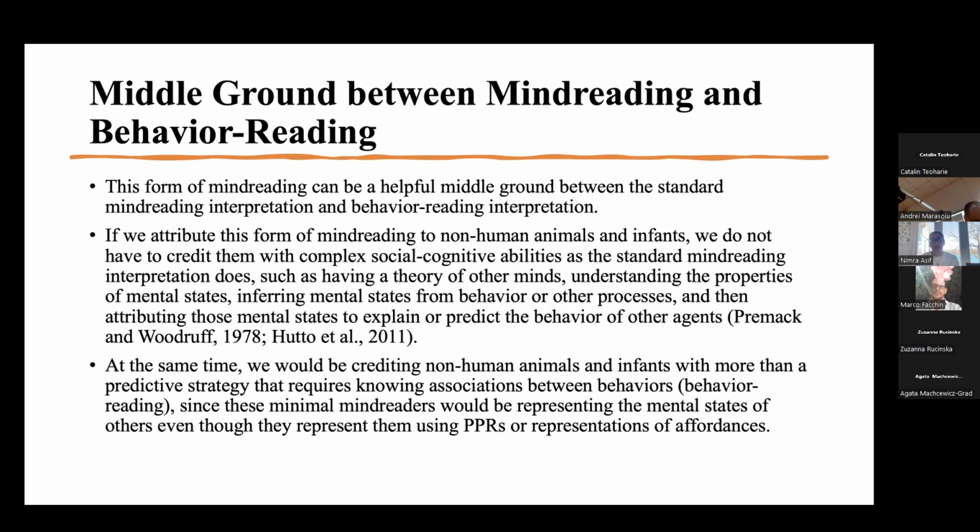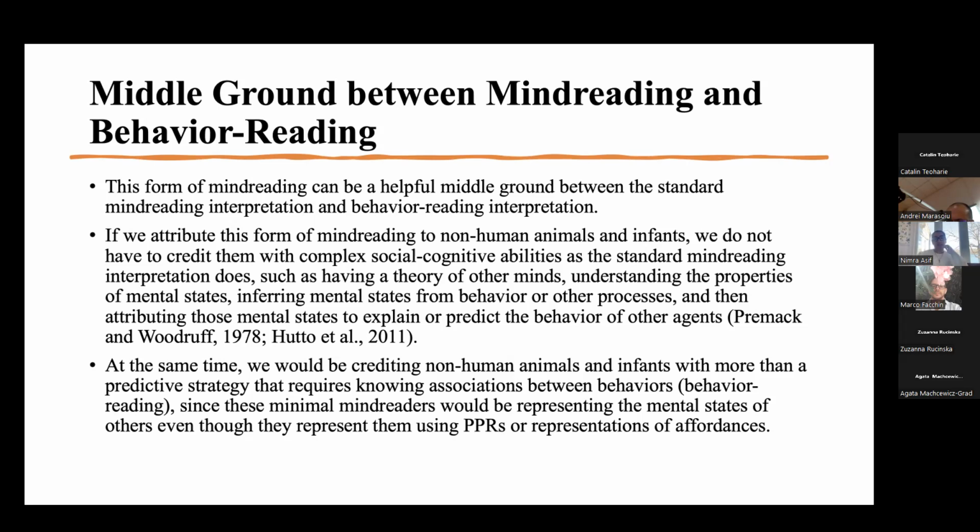behaviors, because these minimal mind readers would have knowledge of mental states. It would just be practical knowledge. They wouldn't have any conceptual understanding of mental states. They would have this know-how, how to deal with them. And they would also be representing mental states. So they don't represent them as propositional attitudes, but they represent them using PPRs, or representations of affordances.